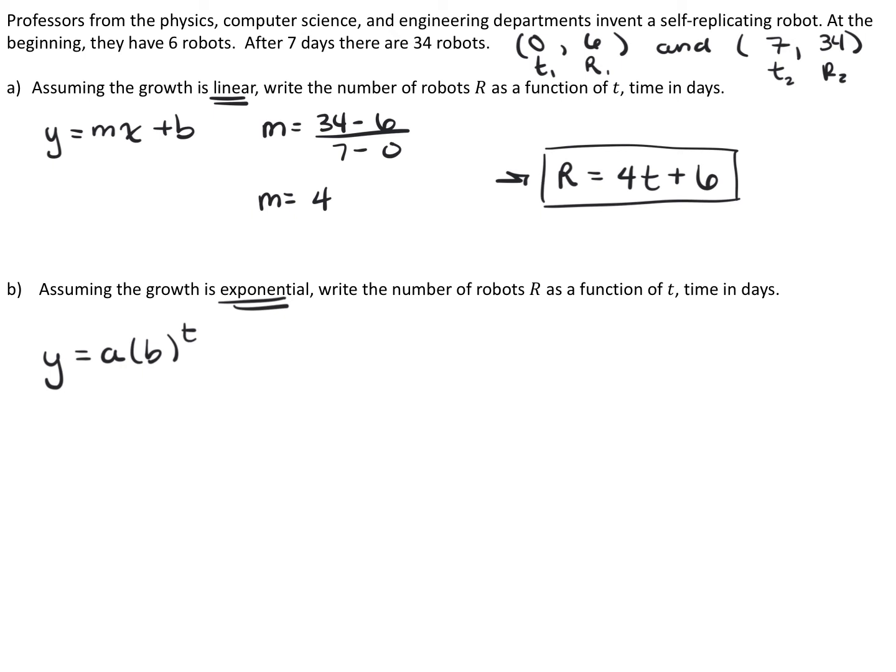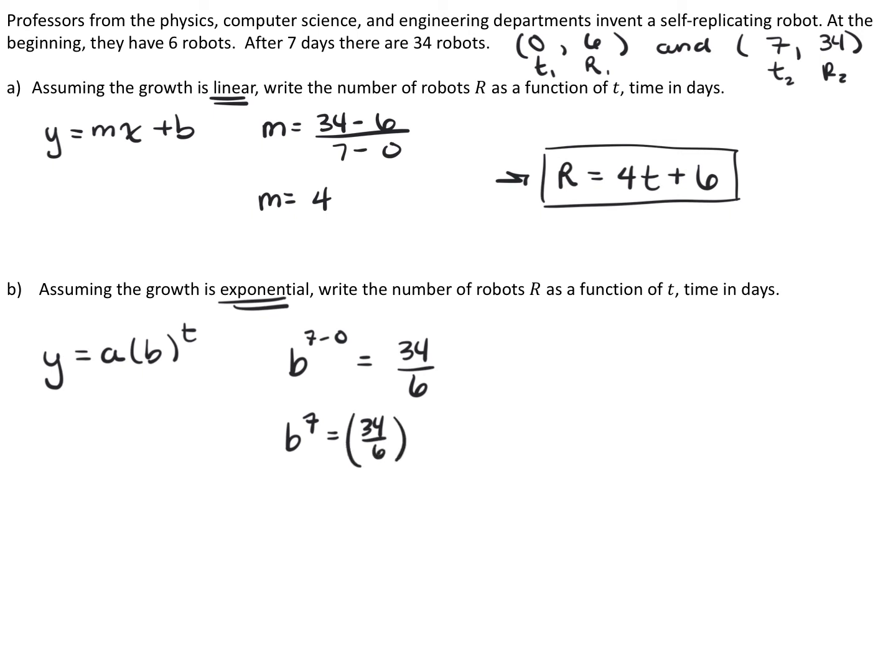And again, we know that our function is increasing because notice that as we go from 0 to 7 days, we're increasing the number of robots. And so we expect that b is going to be some number greater than 1. So the first thing we need to do is find that b value. So b to the 7 minus 0 is equal to 34 over 6. That's the ratio we use to find the growth factor. So b to the 7 is equal to 34 over 6.